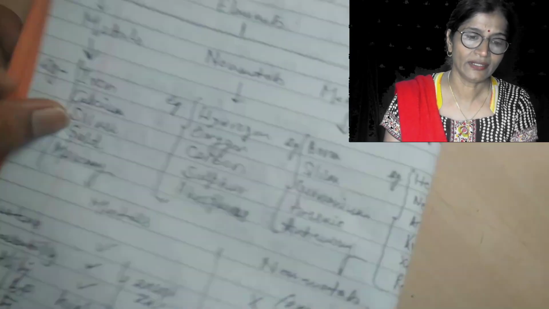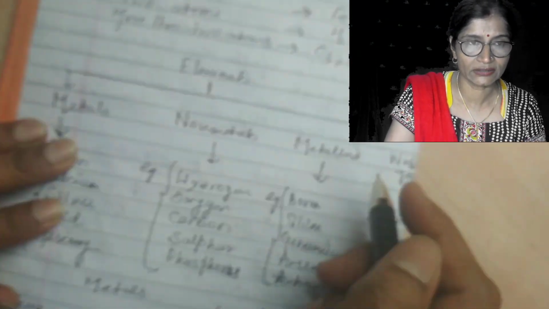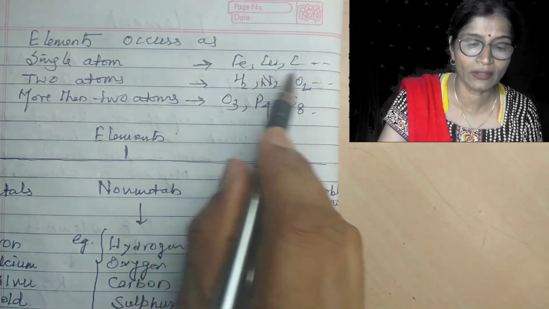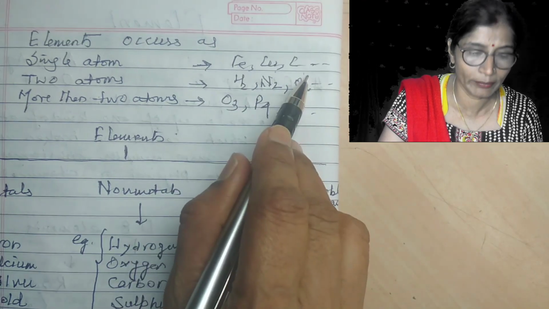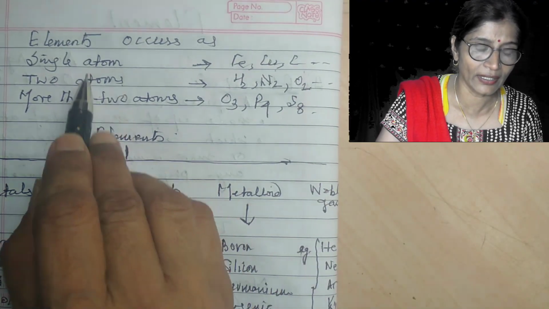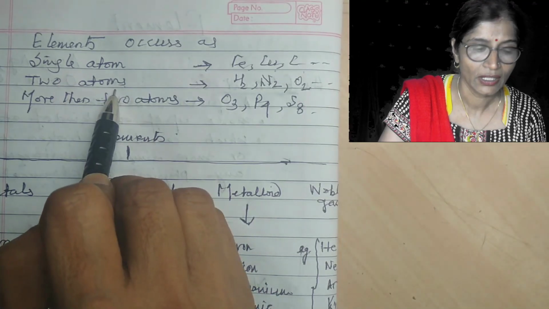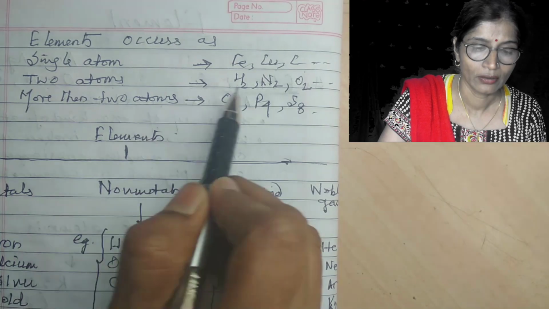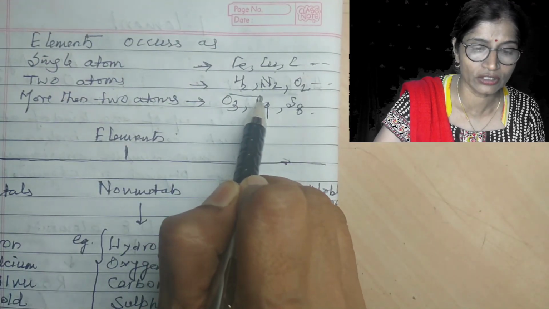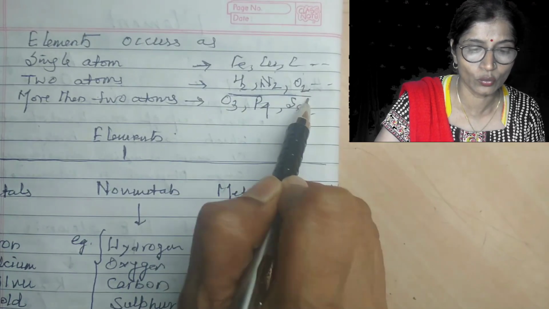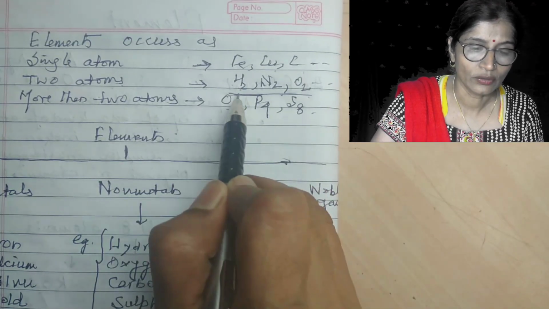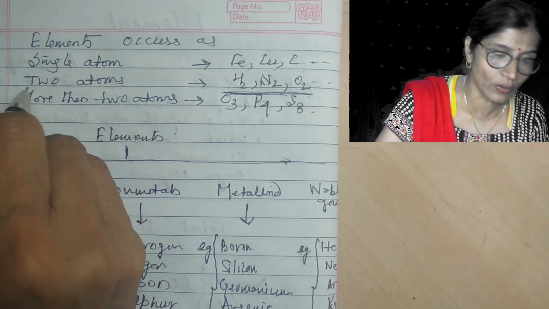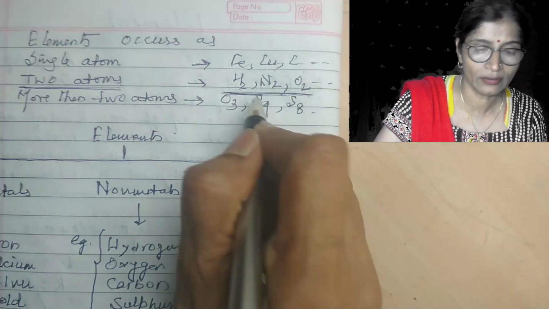Now next is that elements occur as a single atom, like iron, copper, carbon, so they are monoatomic. Some of the elements are present with two atoms, diatomic molecules. Actually, they are molecules: oxygen, nitrogen, O2, N2, H2. They are also elements, but two atoms are there within them.